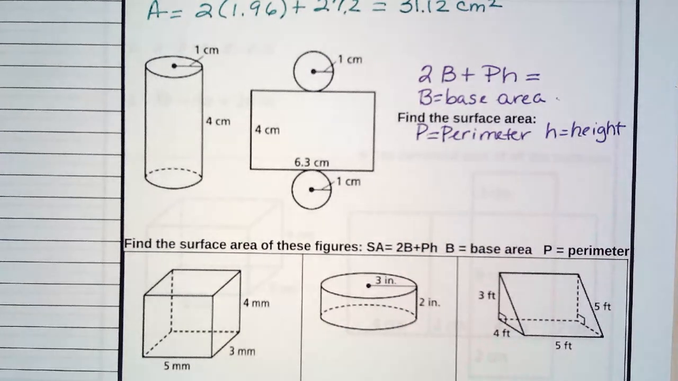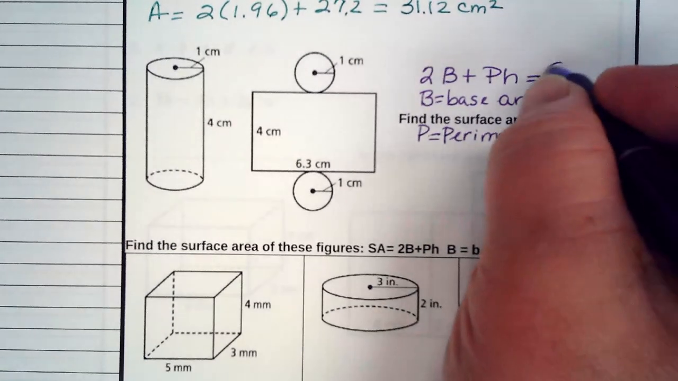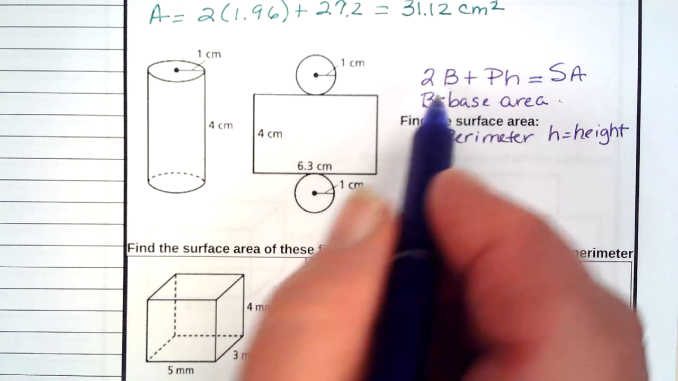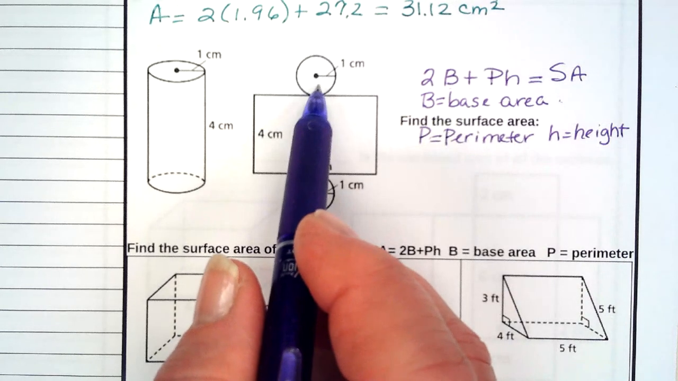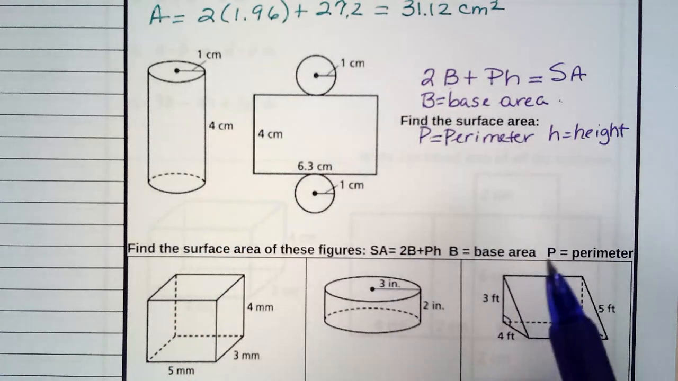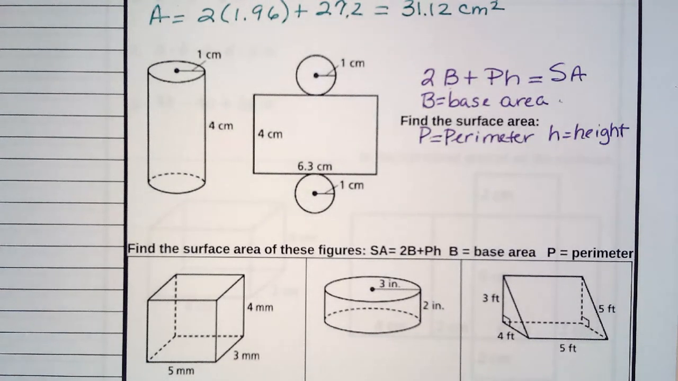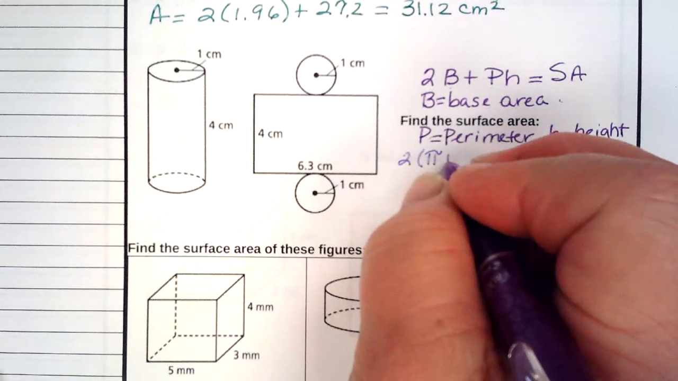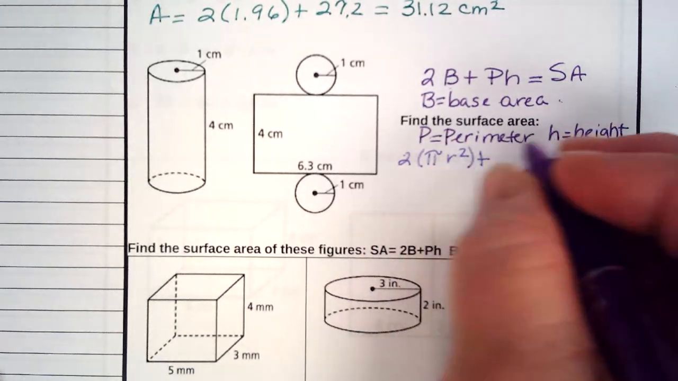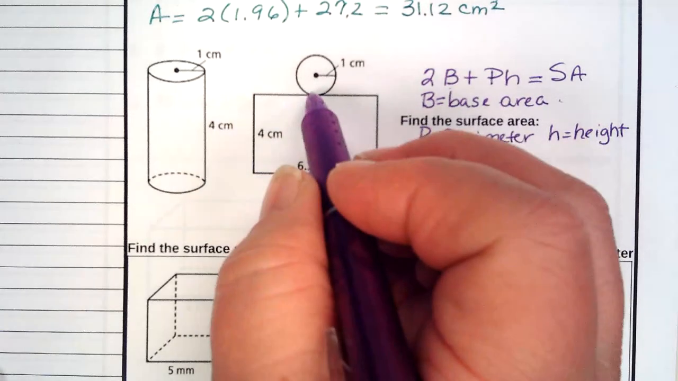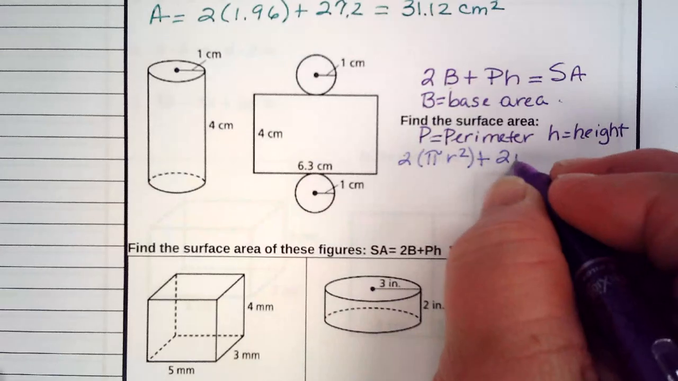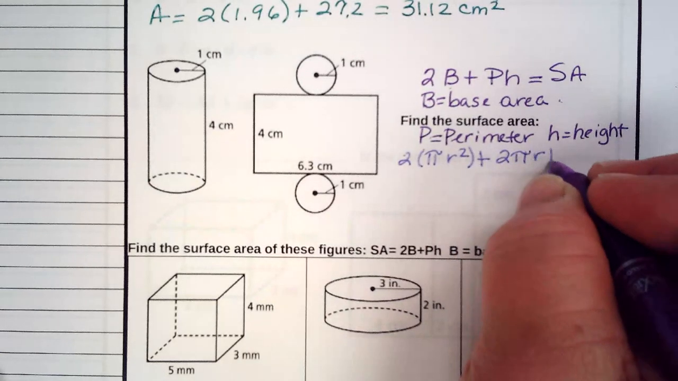So let's take a minute and look. This is your area. Your B, capital B, stands for base area. What kind of a base do we have? We've got a circle. How do we find the area of a circle? Pi r squared. So this becomes 2 times pi r squared plus. My perimeter would be the circumference of the circle. So that's 2 pi r h.